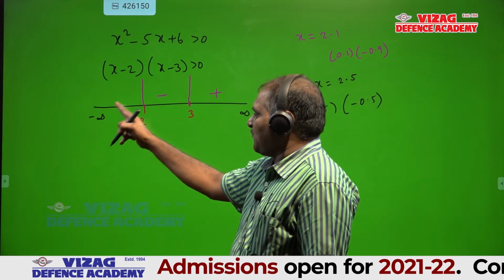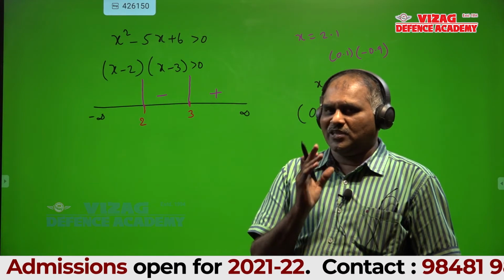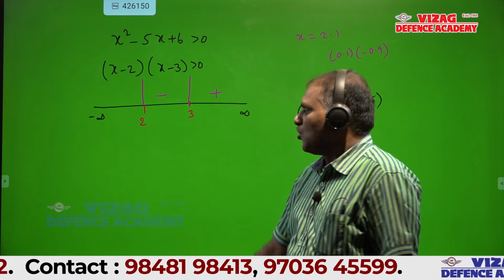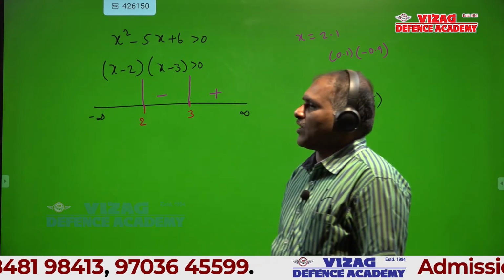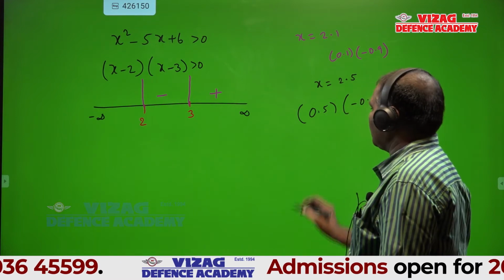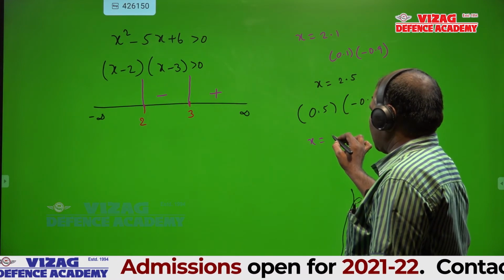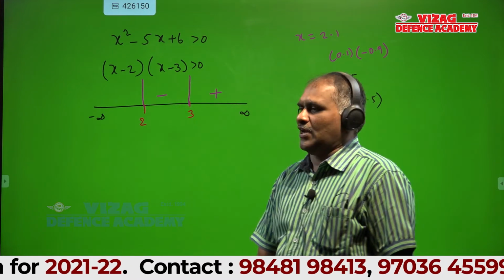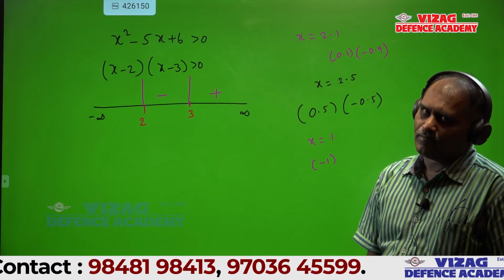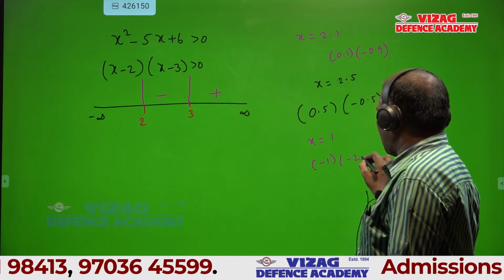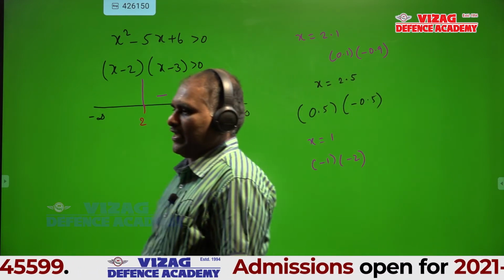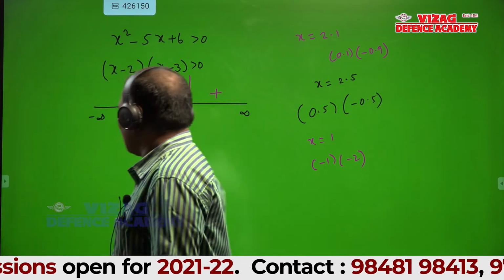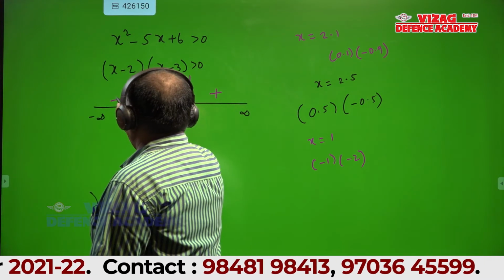Again, between minus infinity to 2, some real number you can take. 1 will be there. What is 1 minus 2? Minus 1. What is 1 minus 3? Minus 2. Minus 1 into minus 2 is negative into negative, which is positive. That's why here it is positive.